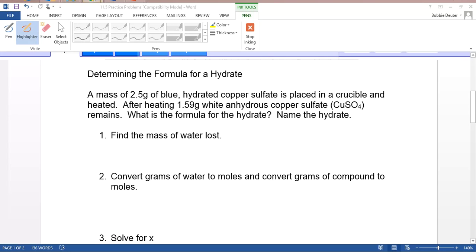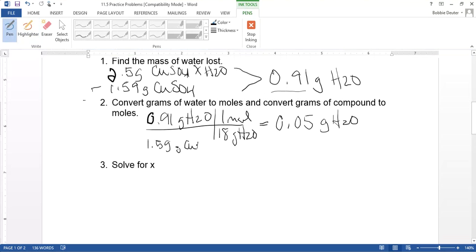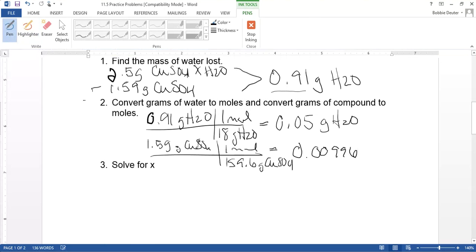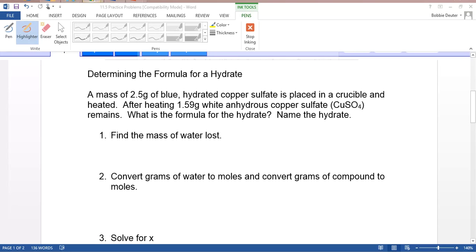The copper sulfate would be the anhydrous because that's just your compound. So we have 1.59 grams of your CuSO4. The molar mass of that is 159.6 grams of CuSO4 per 1 mole. Multiply the top, divide it by the bottom. We find out that we have 0.00996 moles of copper sulfate.